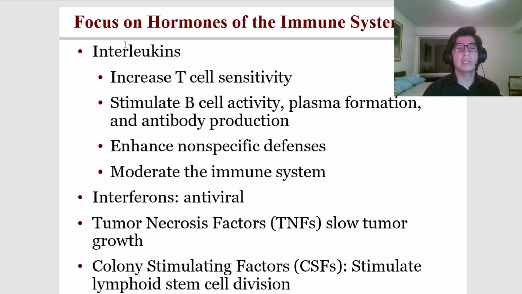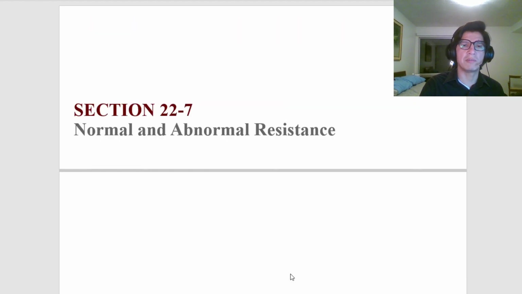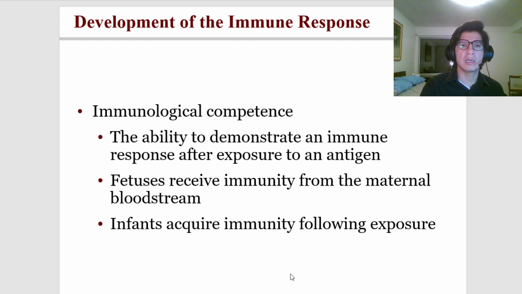Know that there are interleukins, and know that there are interferons that are antiviral, tumor necrosis factors slow tumor growth, and colony stimulating factors stimulate lymphoid stem cells. So know this main function. You probably will hear of this repeatedly. You probably have heard already of interferons, tumor necrosis factors, interleukins. So this is a good time to just kind of digest them so that whenever you get presented with them in the future, you'll have a place to store that.